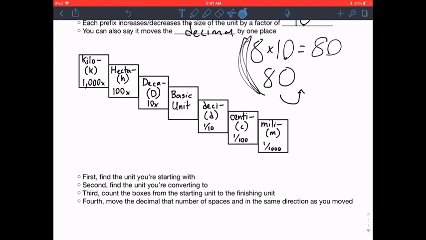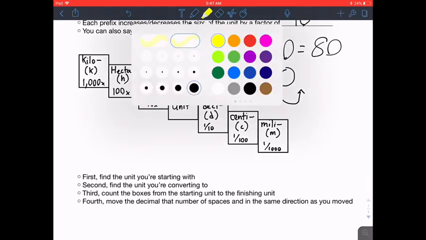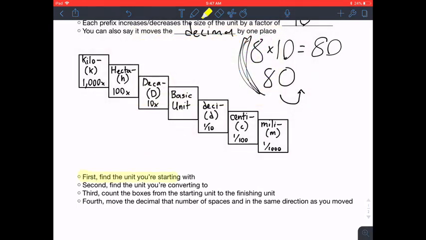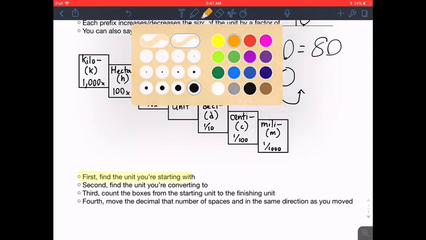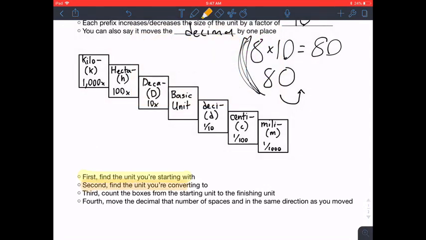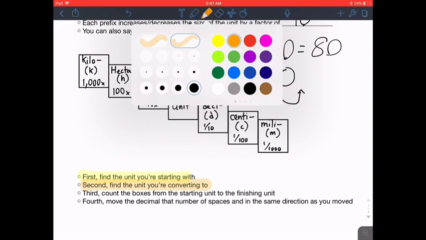Alright, let's do some practice. So, first we're going to find the unit that you're starting with. Second, find the unit that you're converting to. Third, count the boxes from the starting unit to the finishing unit. And fourth, move the decimal the number of spaces and in the same direction that you moved.